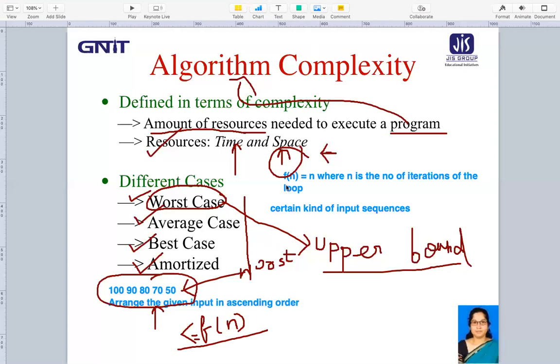So what is meant by the average case running time? Now we should remember that these cases are not only applicable for the time complexity, but also applicable for the space complexity. If I talk about the time complexity, it is the amount of time taken by an algorithm to run. And if I talk about the space complexity, it is the amount of memory space taken by an algorithm to run. The memory space which will be taken is typically for the variables which are used for running a given algorithm.